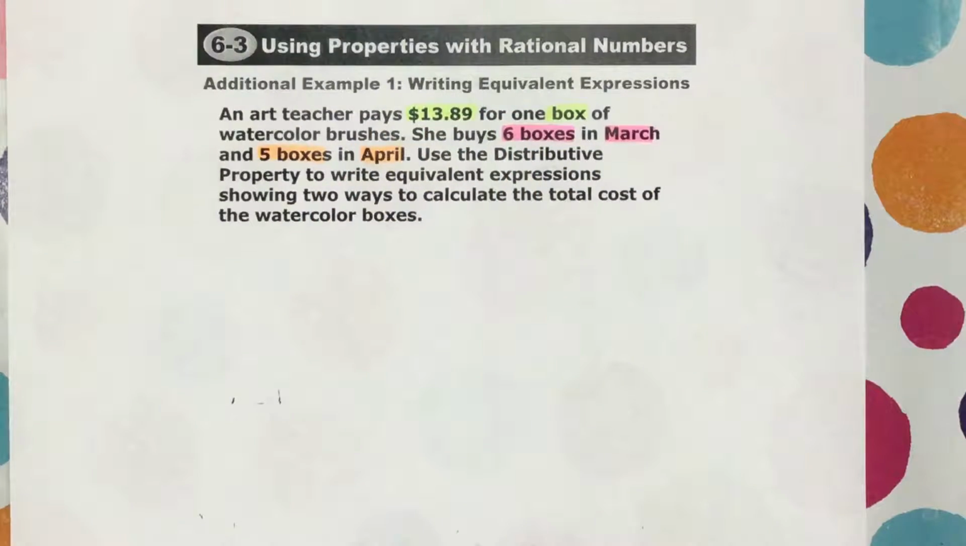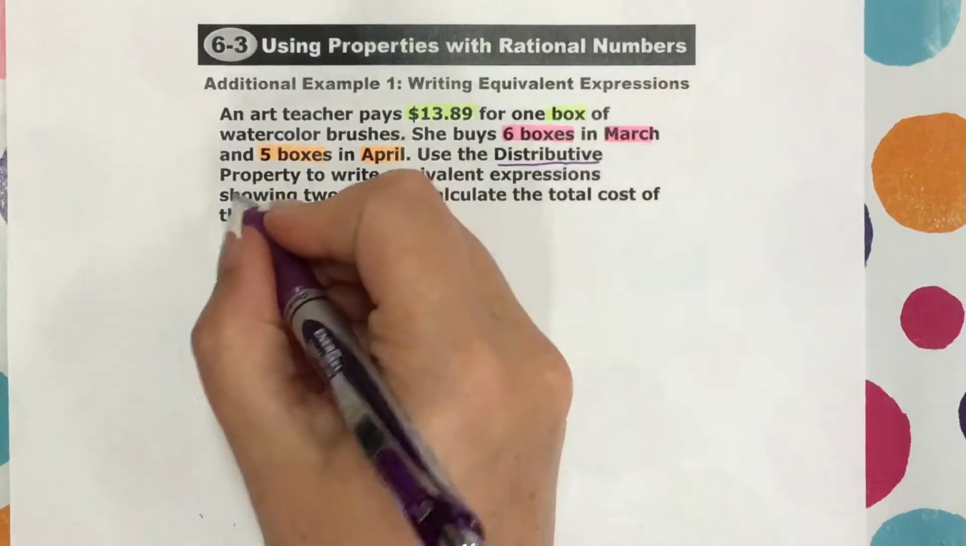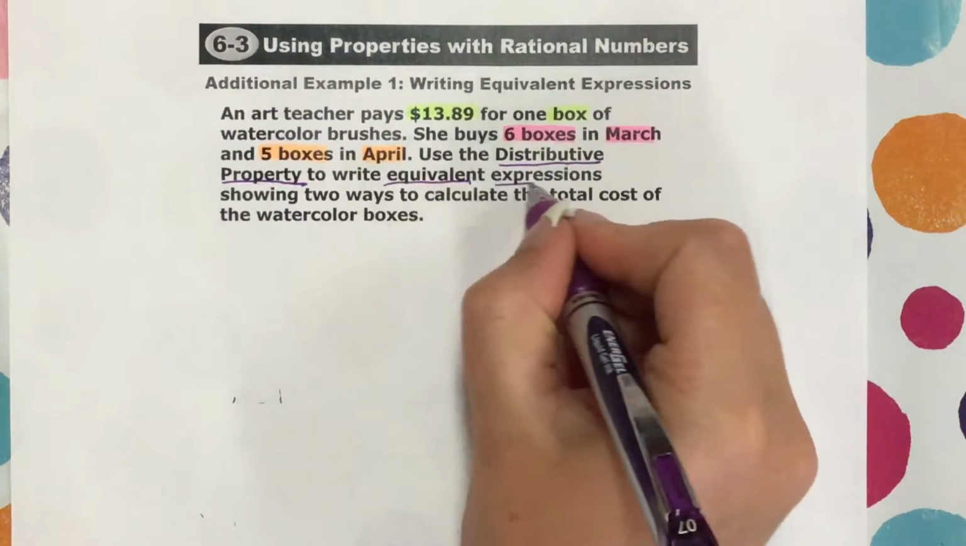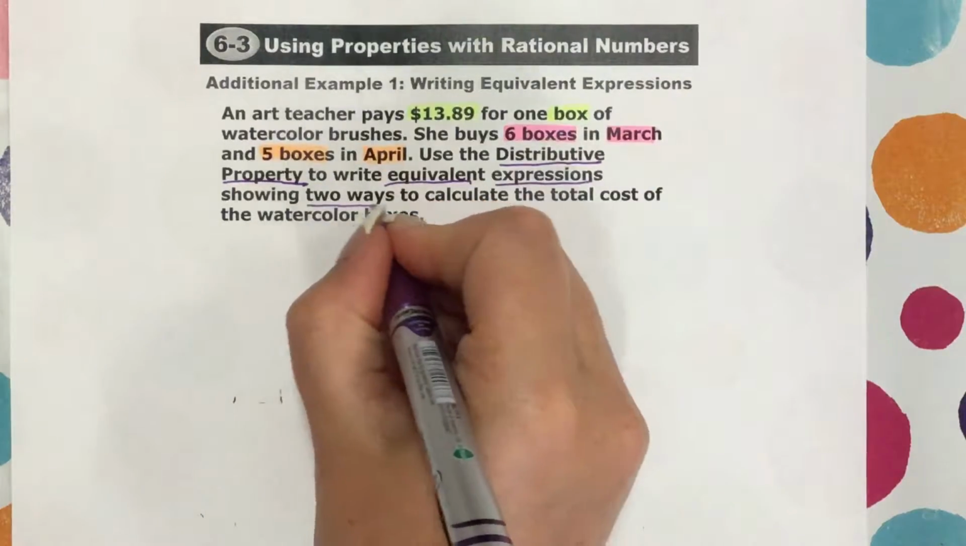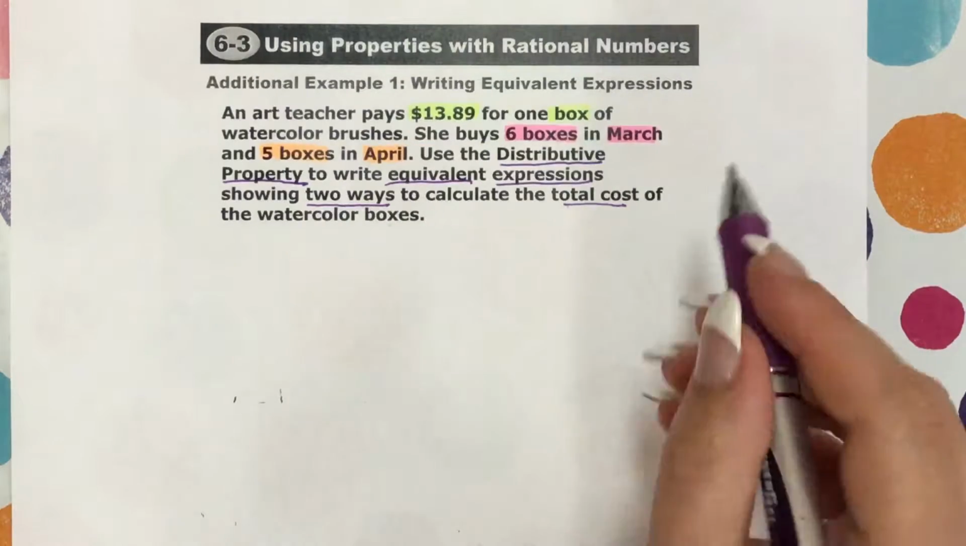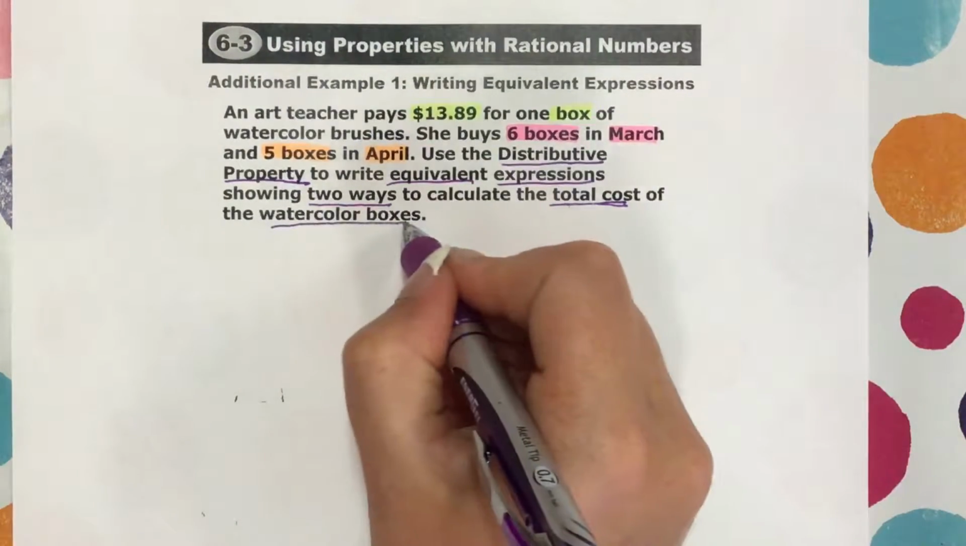What we're going to do is we're going to use the distributive property, and I'll show you how to do this, to write equivalent expressions showing 2 ways to calculate the total cost of the watercolor boxes. So we're finding the total cost of the watercolor boxes.